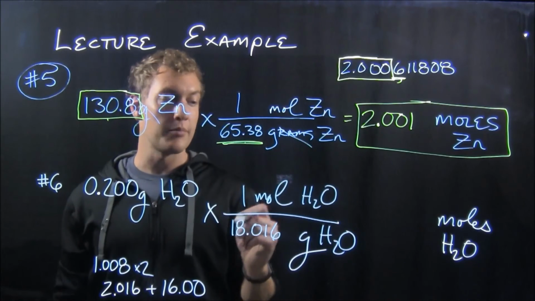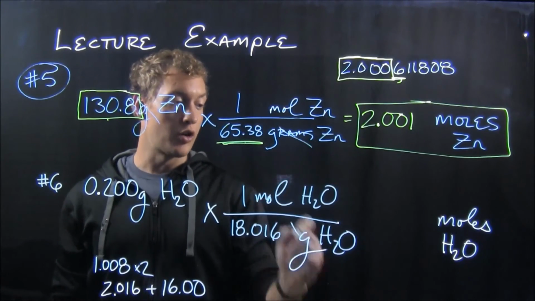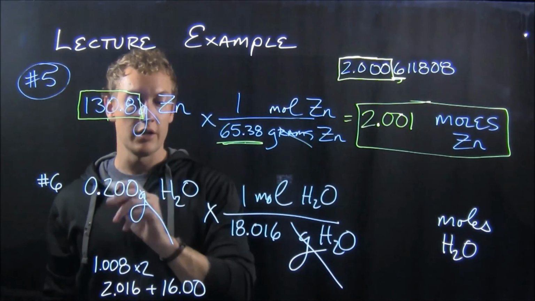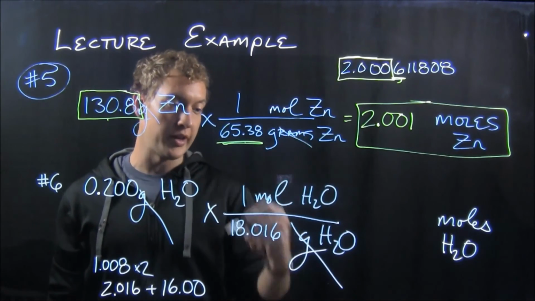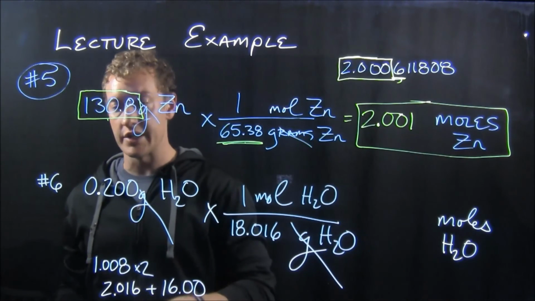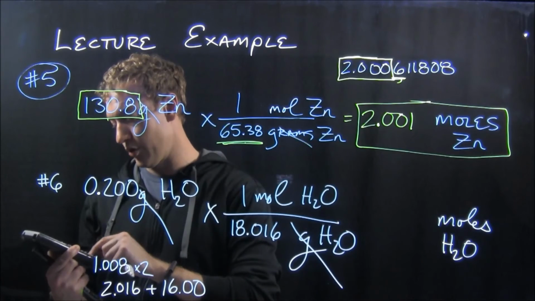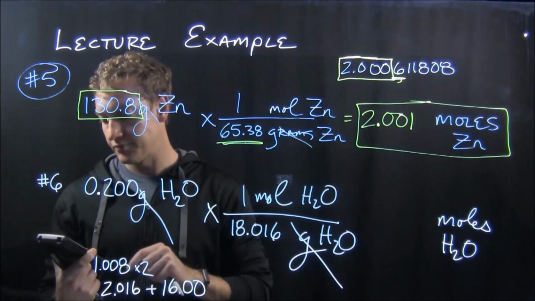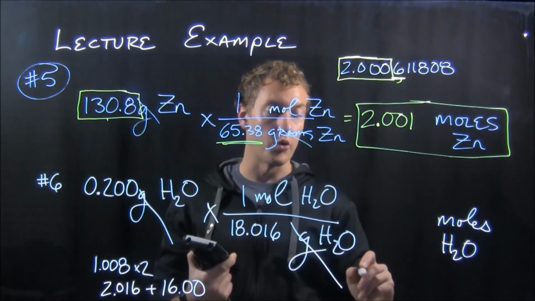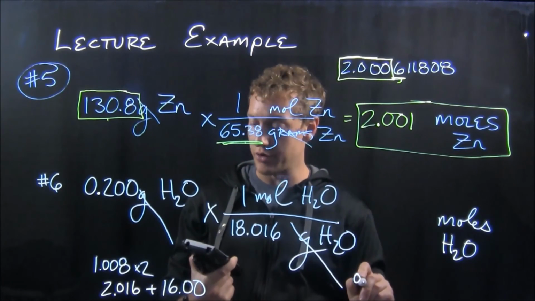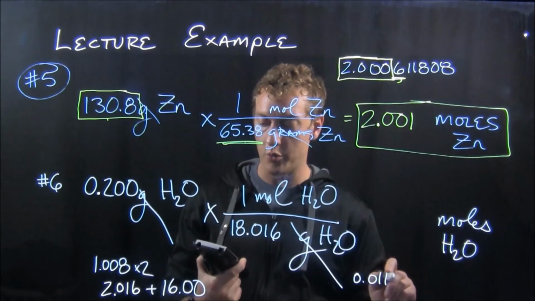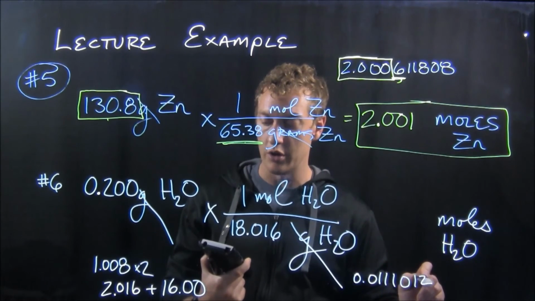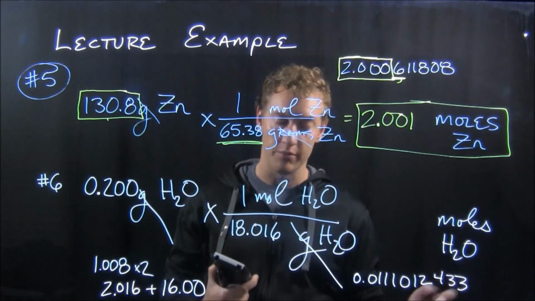So now if we multiply that by that conversion factor, grams are going to cancel away. 0.2 times 1, then divided by 18.016 is going to give us 0.2 divided by 18.016. Calculator reports it as 0.011012433.